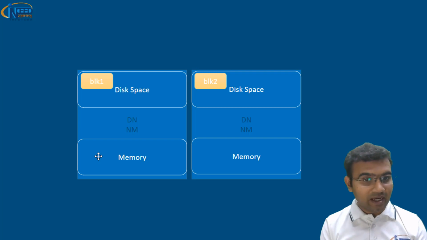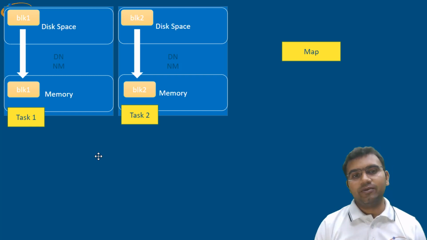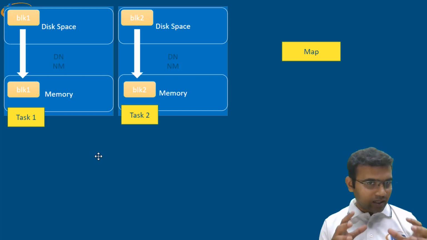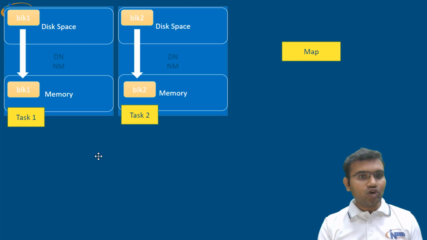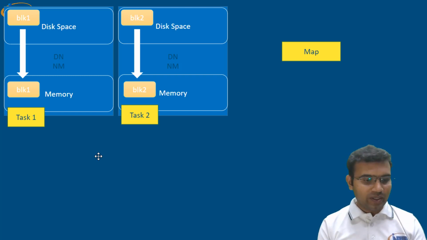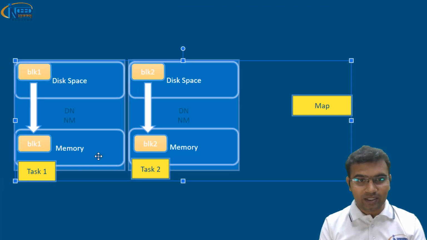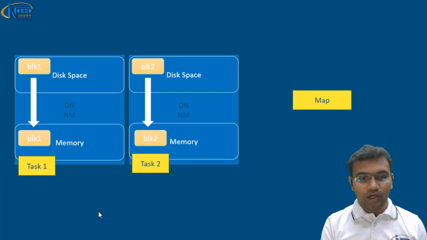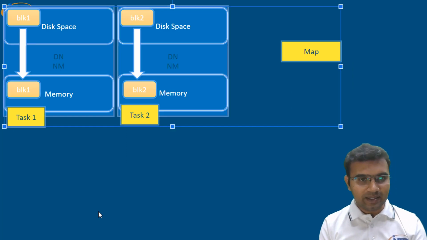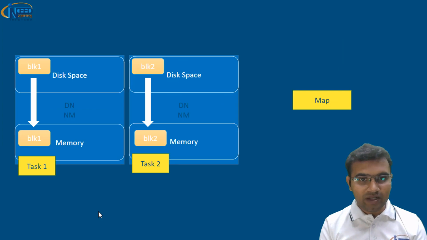Once they come into memory, the first task, the map task, gets started. So in MapReduce, the block comes from the disk to the memory, and the map task starts. Here you can see the map task is running. After the map task is successfully completed, it will give some output. Task 1 and task 2 are running, and they will give some output.